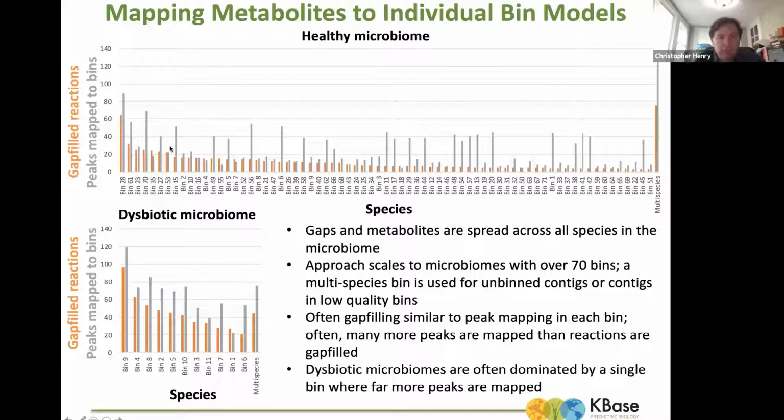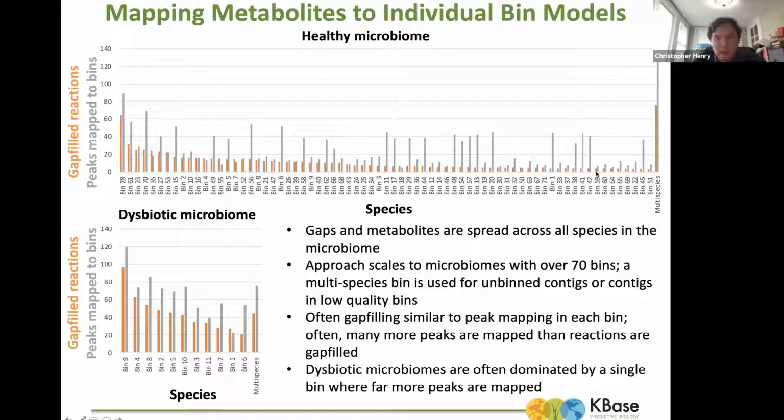And then the gray are the peaks mapped to that bin. So generally we're mapping more peaks than gap filling. So in most cases, a lot more peaks. So we were happy about that. I was also happy with how distributed it was. It really spread the peaks and the gaps around.